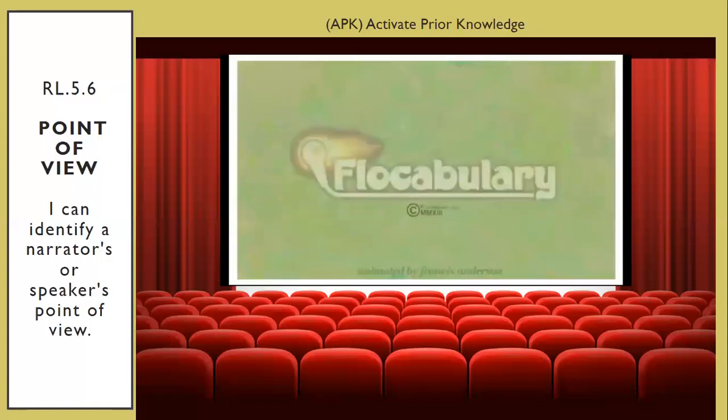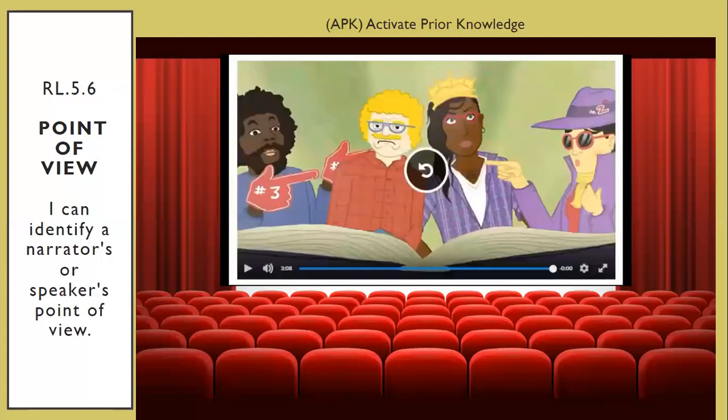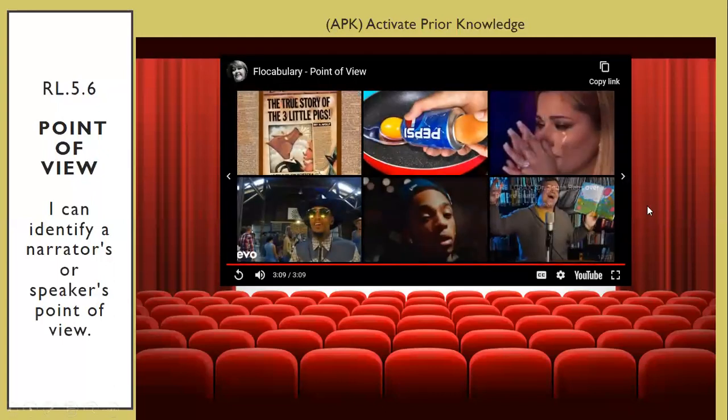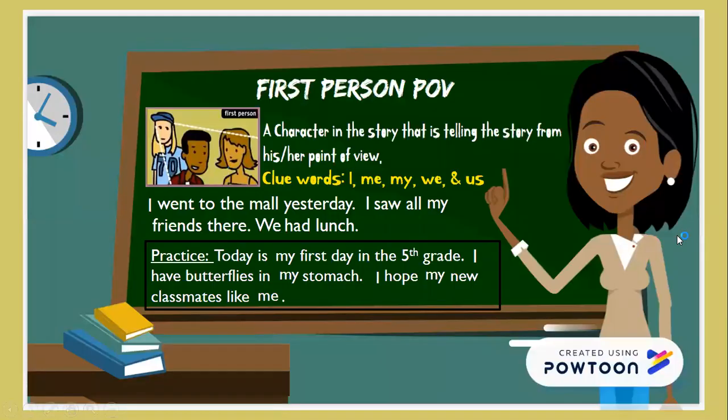Okay guys, the video provided you with examples of all three types of point of view. Now let's take a closer look at each of them individually. The first point of view that I'm going to be talking about is first person point of view. A good definition for it would be a character in the story that is telling the story from his or her point of view. That means somebody in the story is actually telling you the story.